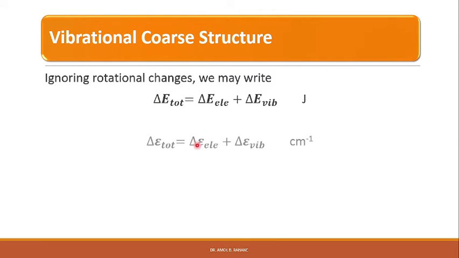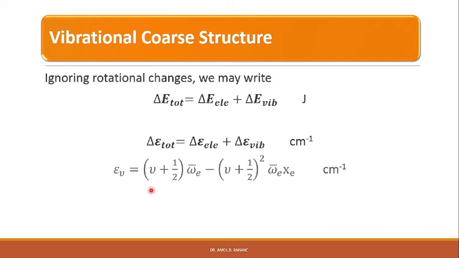So we can write this equation in per centimeter unit. So delta E total is equal to delta E electronic plus delta E vibrational, that is in per centimeter unit. And the equation for energy in per centimeter, we can write E nu is equal to (nu plus half) omega bar e minus (nu plus half) square omega bar e xe, right? So this equation we have seen in the previous lecture.